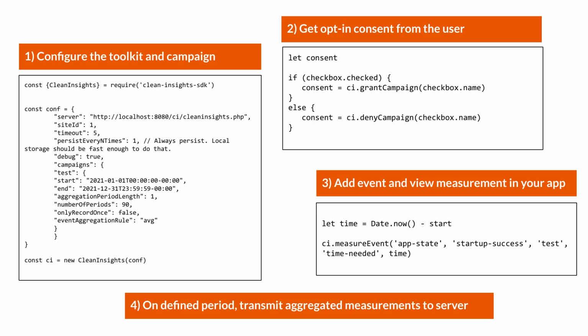So when you work with Clean Insights, the steps are that first you set up a campaign, and this is through a JSON configuration file that defines the measurement period, some local persistence, how often to measure, when to start and when to end. And this can be set very broad or very narrow.